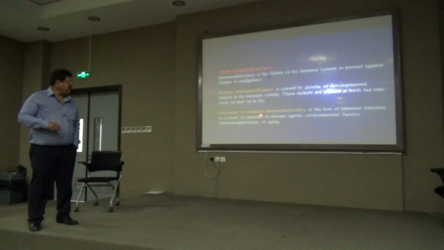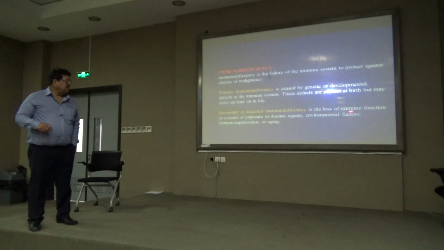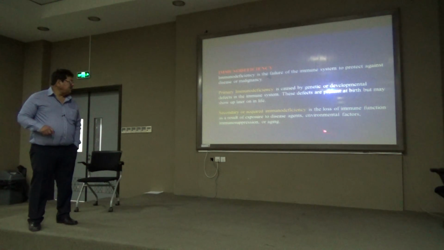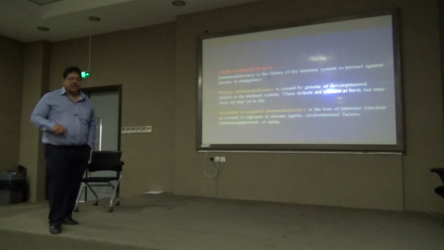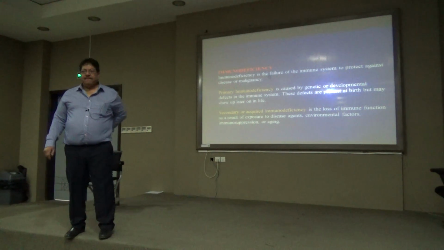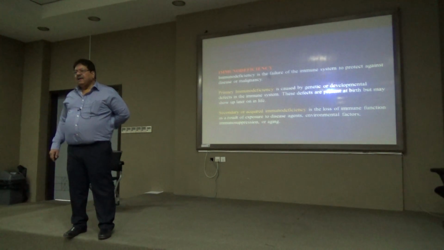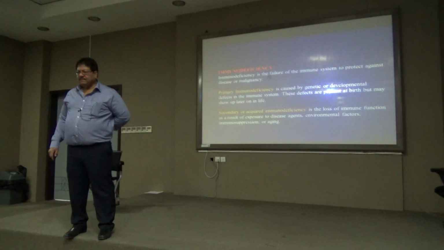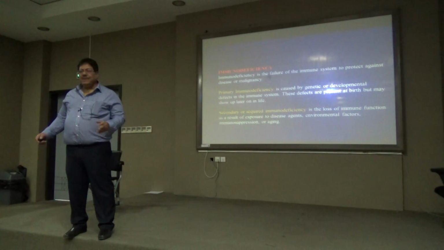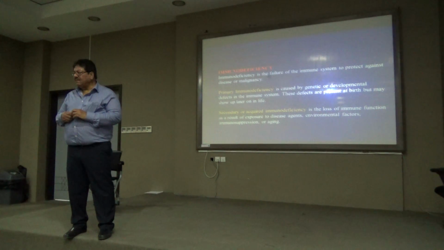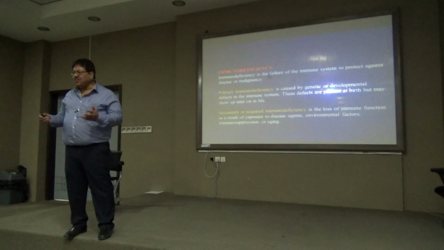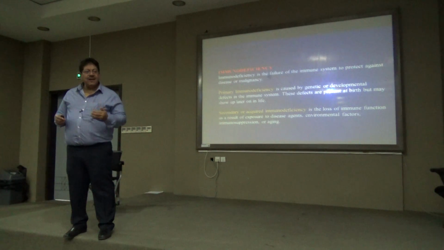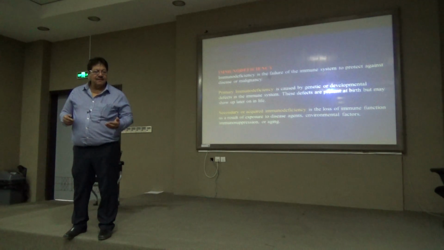Now, as you can see, secondary or acquired immunodeficiency is again the loss of immune function, and there are different causes such as disease agents like HIV, as I told you, environmental factors, immunosuppression, and sometimes aging. Now why do we say aging? You see, if you look at old people, they are vulnerable to many diseases, many infections. That's the way things go. Their immune system is not as robust as what you think.